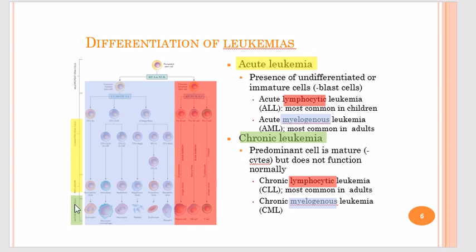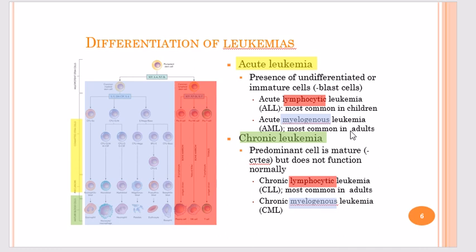Okay, so if we're matching it up with particular colors up on the screen, you can see here that the lymphocytic leukemias are in red and the myelogenous leukemias are in blue. And we're looking at the cells of acute leukemia here, and the cells of chronic leukemia here. I just told you that individuals with acute leukemia have a higher number of immature or undifferentiated cells at the starting stage, whereas individuals that have chronic leukemia have a higher number of mature cells, and these mature cells do not function normally.